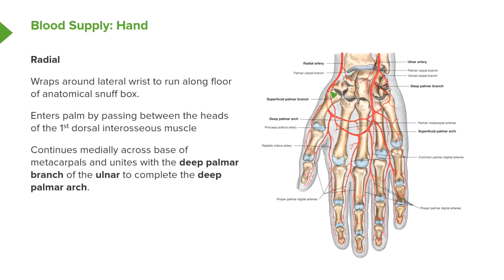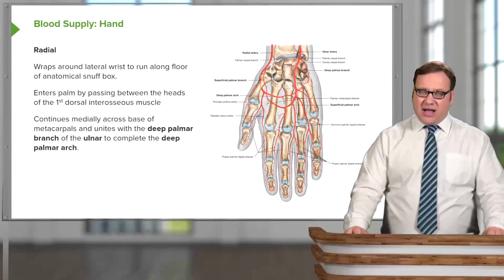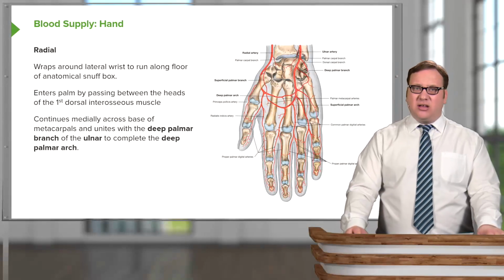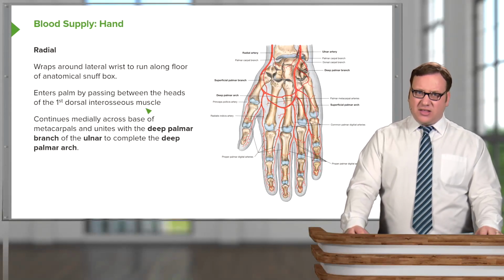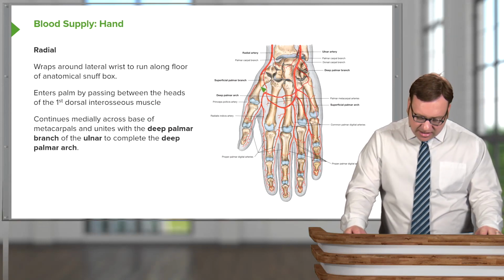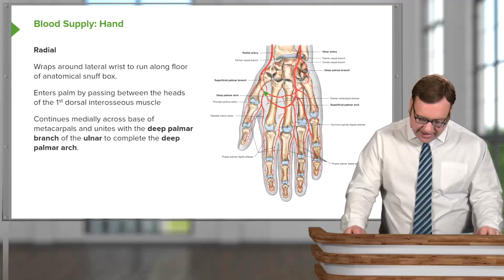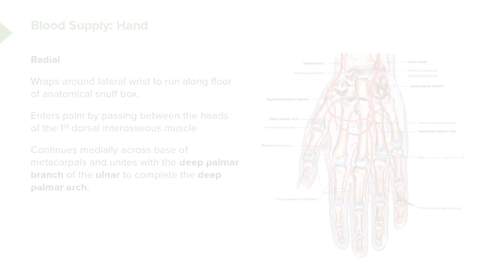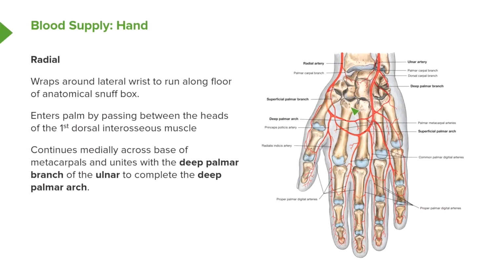It's then going laterally and it's going within the anatomical snuff box, and then it's passing between the heads of the first dorsal interosseous muscle. It then passes into the palm of the hand by going through the heads of the first dorsal interosseous muscle. It continues medially across the base of the metacarpals. We can see the base of the metacarpals here. And it unites with the deep palmar branch.